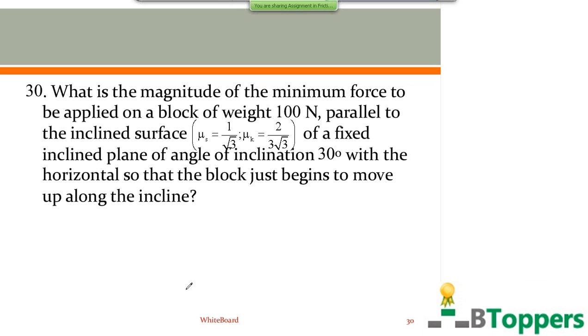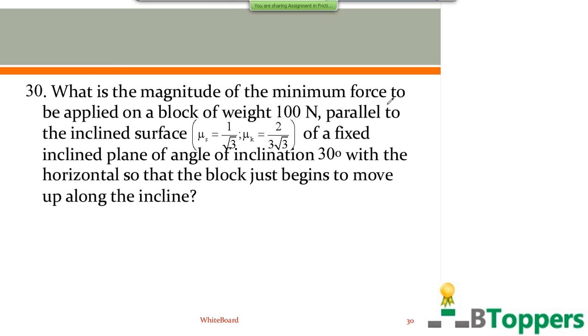See question number 30. The next two questions, 30 and 31, are based on one of the special cases which I have discussed earlier. In the list of special cases, you can see the special case which I have discussed for motion on the rough inclined plane. This problem comes under the second special case. So let us see question number 30.